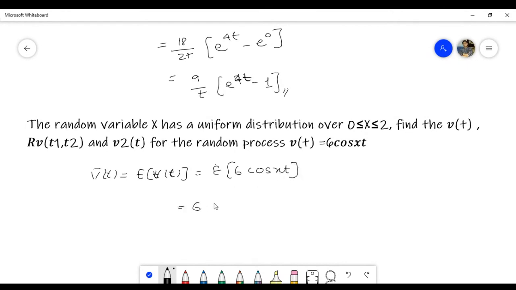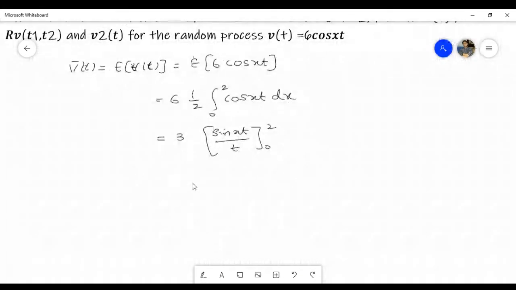It will be 6 times 1 by 2, integral from 0 to 2 of cosine xt dx. So we have to do integration with respect to x. Sorry, we have to do the integration; we cannot write the same. So the integration of cos is sin xt by t from 0 to 2. The limit may be changed, okay? It is not only 0 to 2 every time.